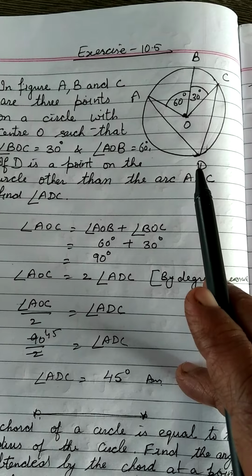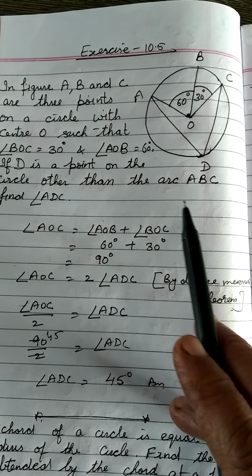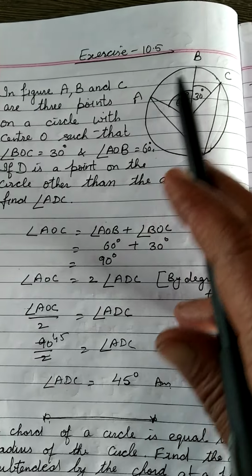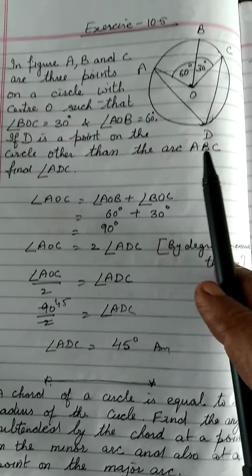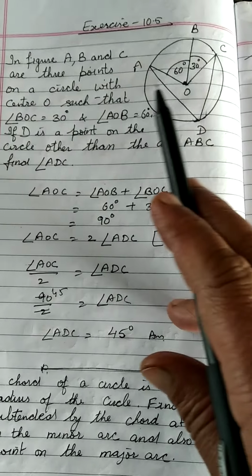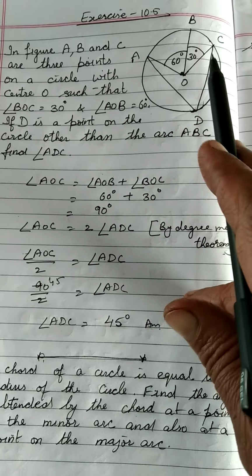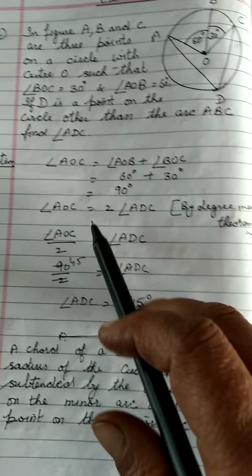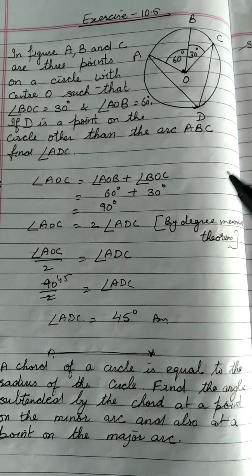If D is a point on the circle other than arc ABC, now we are to find angle ADC. This is angle ADC. We are to find this angle ADC. Now we take the solution of this question.